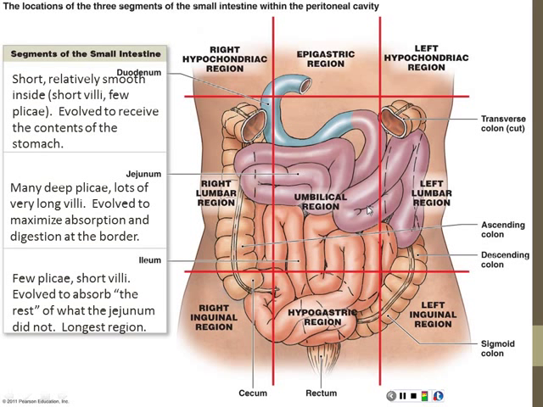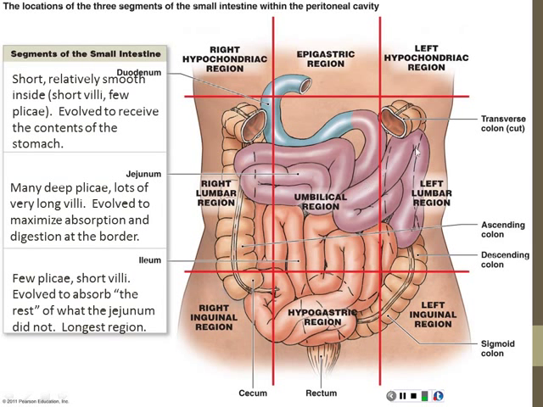The jejunum, its specializations are kind of the opposite of the duodenum. The jejunum is all about absorption. So it has very many folds, folds on folds on folds. Deep plica circularis, very long villi. So it evolved to maximize absorption and digestion at that brush border. So the more border there is, the more those two things can happen. And the more folds there are, the more border there is. So it sort of all fits together.